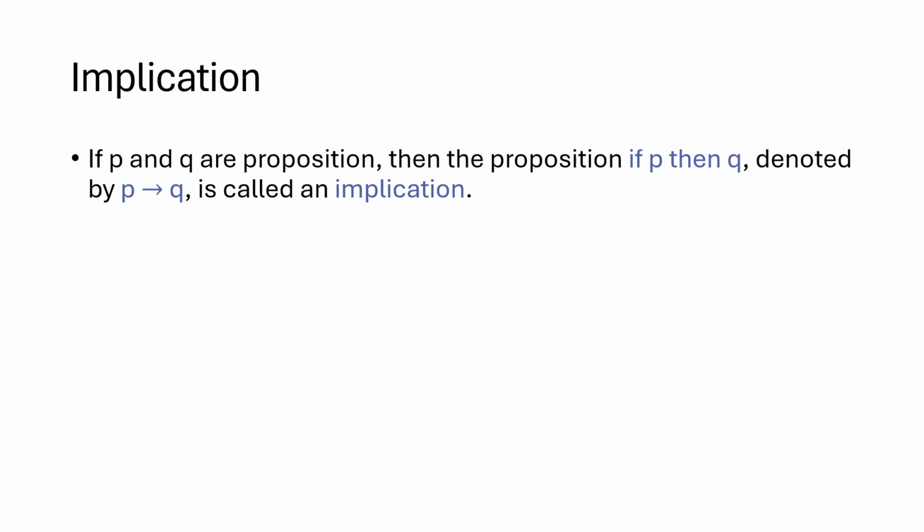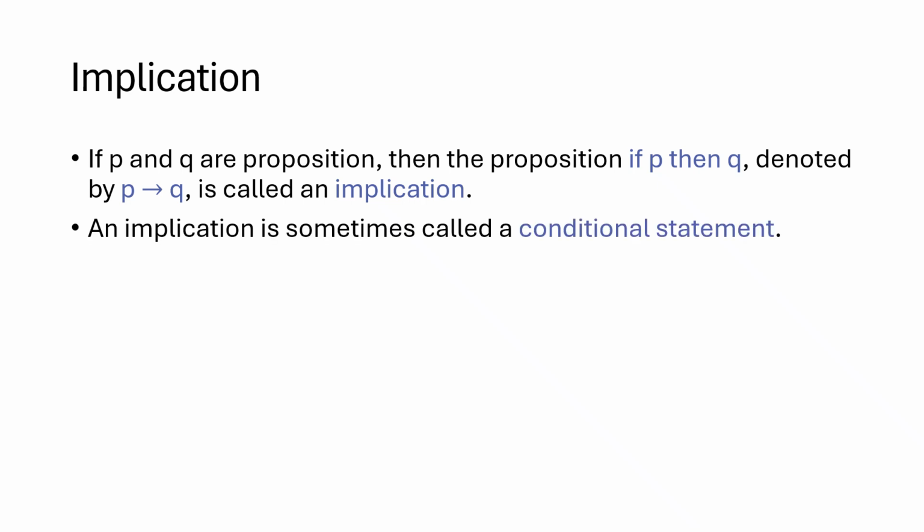Now, the second connective we are investigating in this video is implication. And you have seen implication under the name conditional statement as well, and it's used in programming languages. So it's basically your if-then situation. So we have two propositions P and Q, and then their implication, which is denoted like this, represents if P then Q.